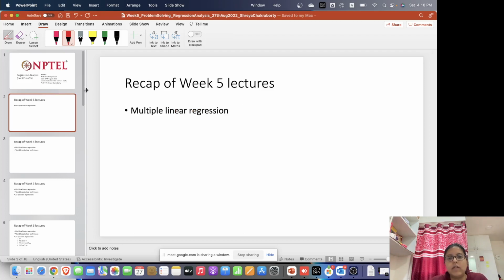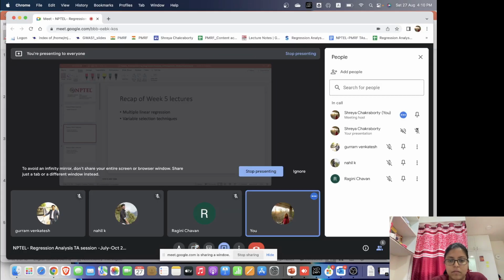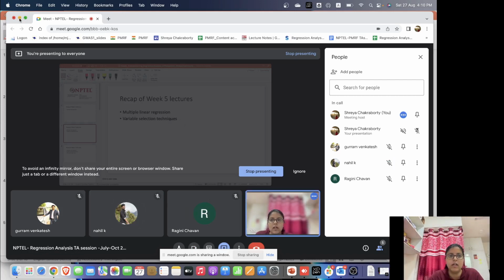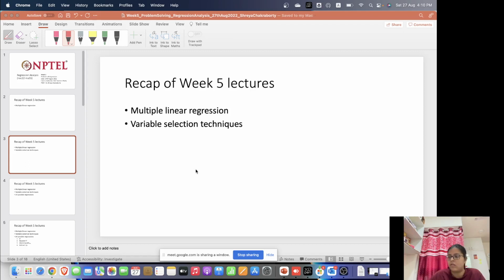So in week 5 lectures and week 4 lectures, we had learned that if there is a multiple linear regression with multiple regressors, how are we choosing them? So we are essentially learning variable selection techniques. There were two major classes of variable selection. Anybody remembers? Okay, so one was fitting all possible regressions and calculating some metrics, and the second one was sequential selection, selecting one by one or eliminating one by one or a mixture of both.